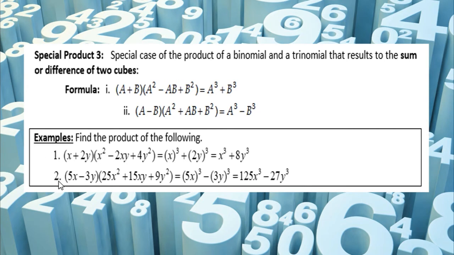Okay, next, 5x minus 3y multiplied to 25x squared plus 15xy plus 9y squared. So, i-cube na to ang first term sa atong binomial minus i-cube na to ang second term sa binomial. So, 5 cube is 125x cube minus 3 cube is negative 27y cube. So, this is the sum or difference of two cubes.